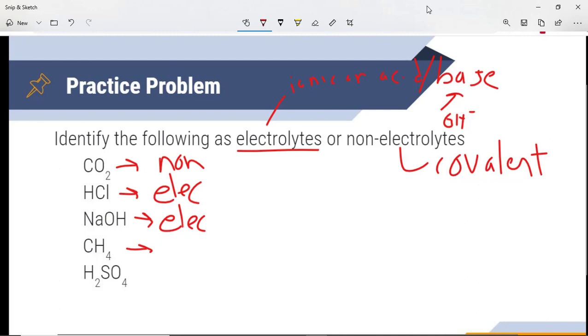CH4, non-electrolyte. Okay, not ionic and is neither an acid nor a base because it doesn't start with a hydrogen or end with an OH. H2SO4, you know, is sulfuric acid, and you know that acids are electrolytes. Okay, so pretty straightforward on how to do that. Just make sure that you remember the rules on how to identify and differentiate between electrolytes and non-electrolytes.